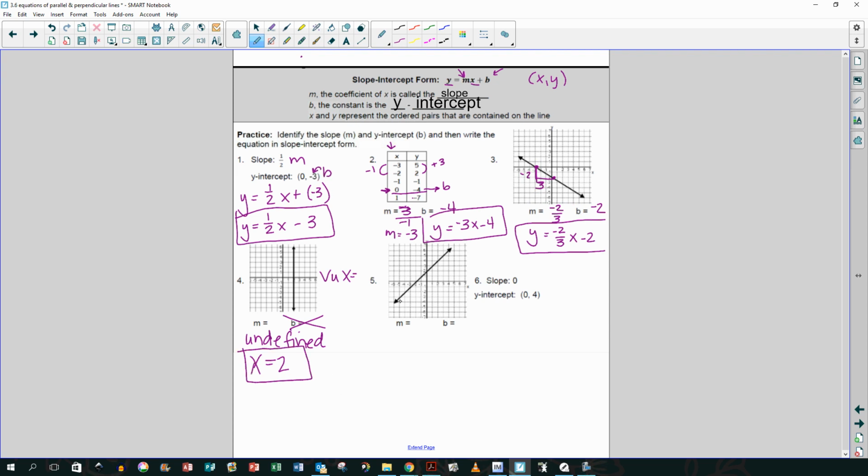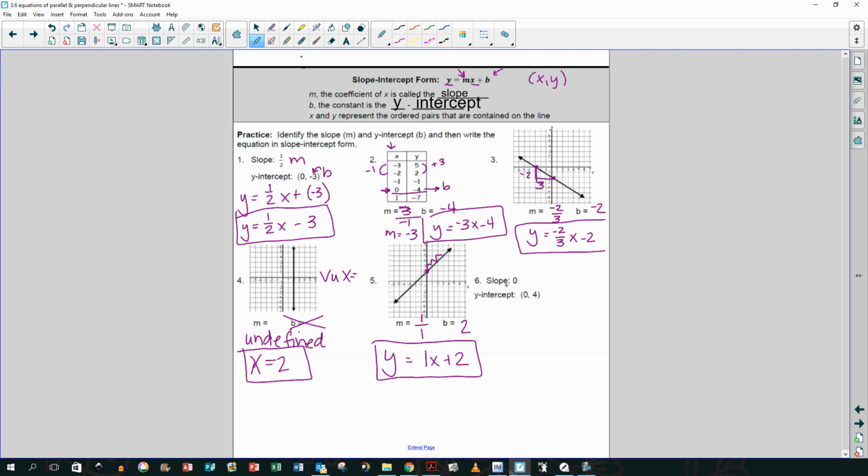All right, this one here, I have a y-intercept of 2. And my slope is, if you'll look, rise 1, run 1. So it looks like it's 1 over 1. That means my equation is y equals 1x plus 2. And of course, you can always leave the 1 off and just put x plus 2. Works just the same.